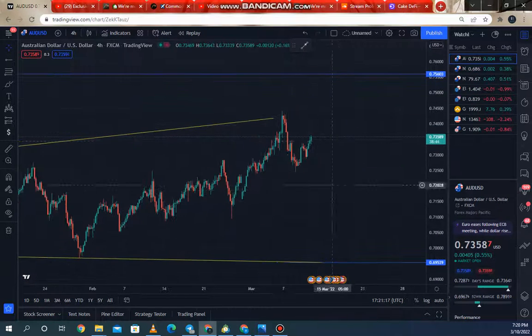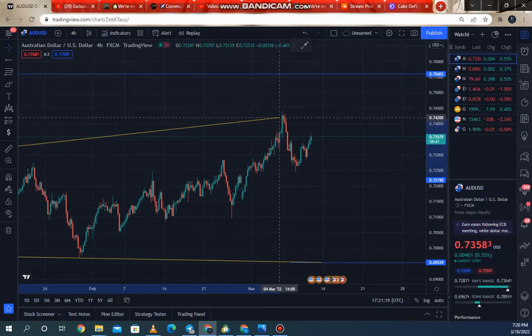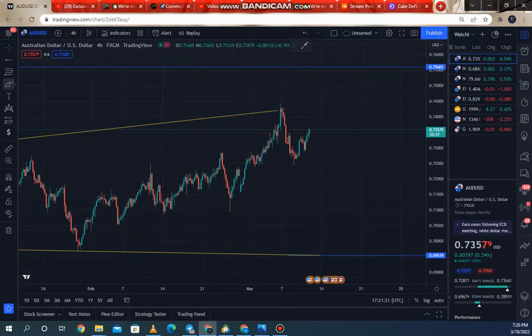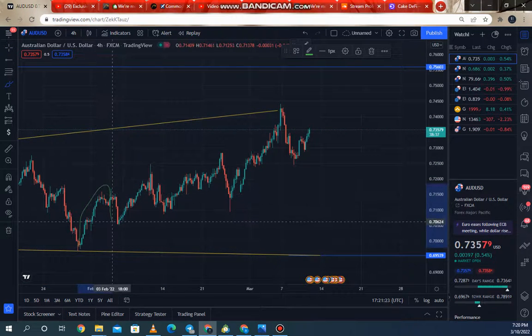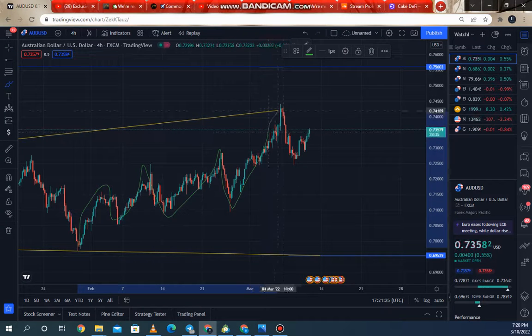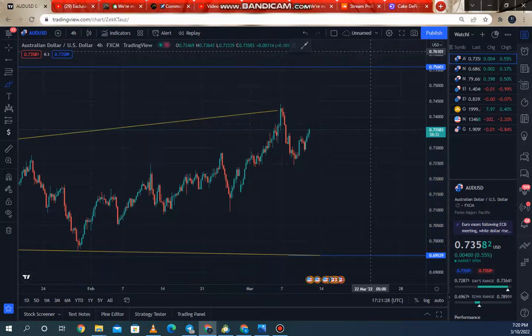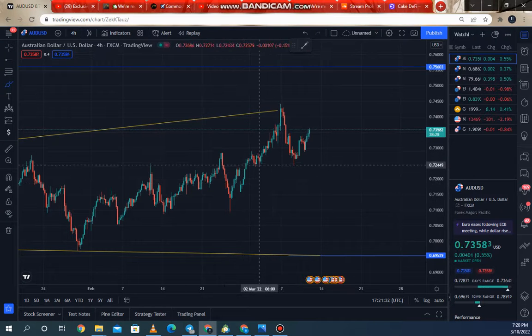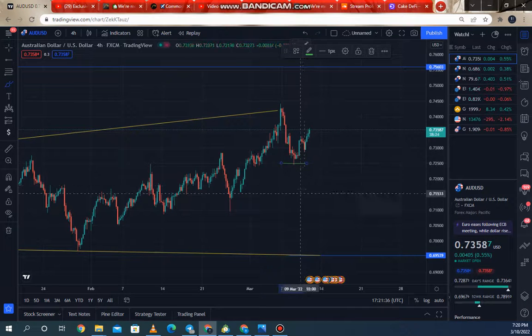So this is the 4-hour time frame. From the 4-hour time frame, what I can see is that price has been moving higher high, higher low, higher high, higher low, higher high, higher low, higher high, higher low, right? The price has been moving in an upward trend up until now. So until this low is broken or taken out, it's still in an uptrend.